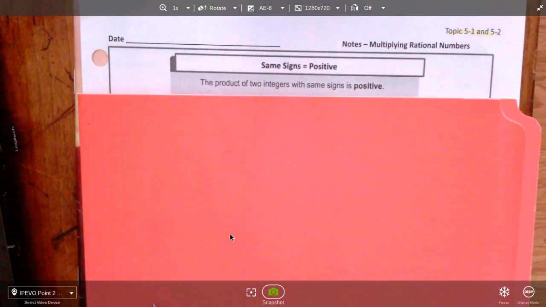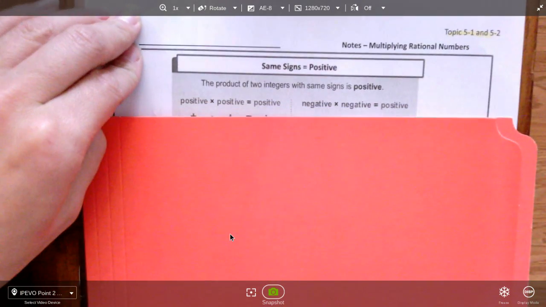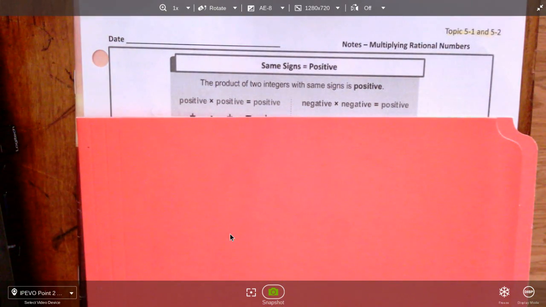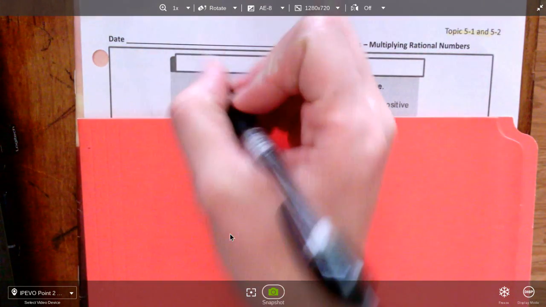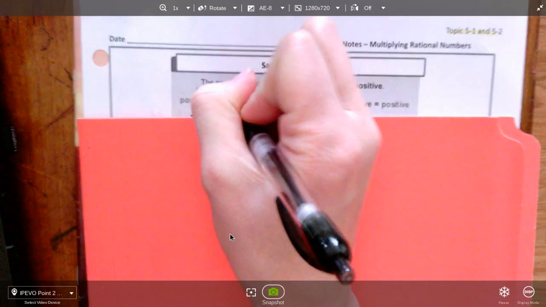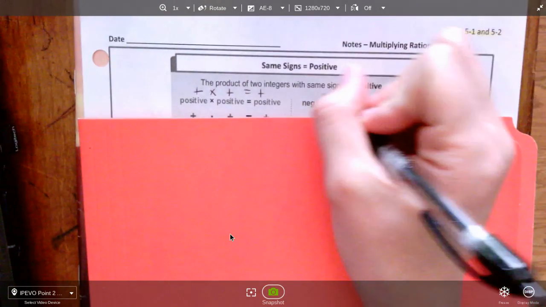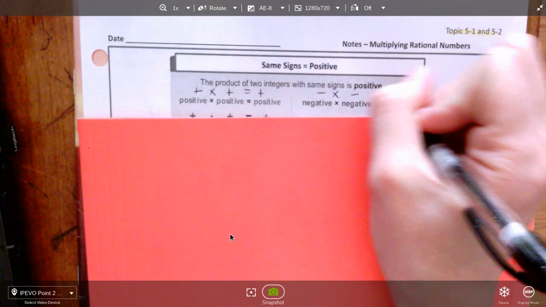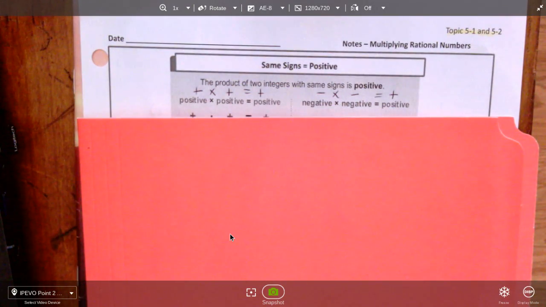Here we have that if we have the same signs, your answer will always be positive. The product of two integers with same signs is positive. So they go on to show you that a positive times a positive equals a positive, or even a negative times a negative equals a positive. Now, we do not want to use good guys, bad guys here. That only applies to adding integers.